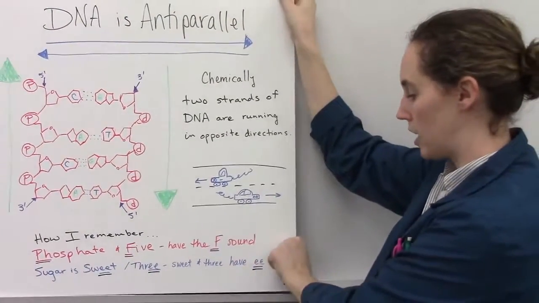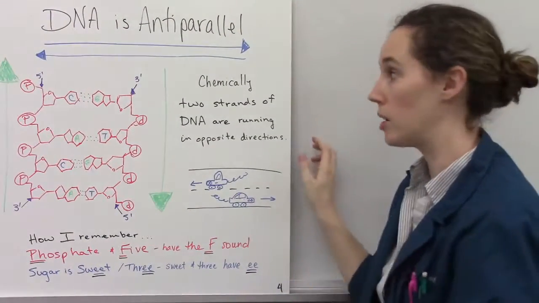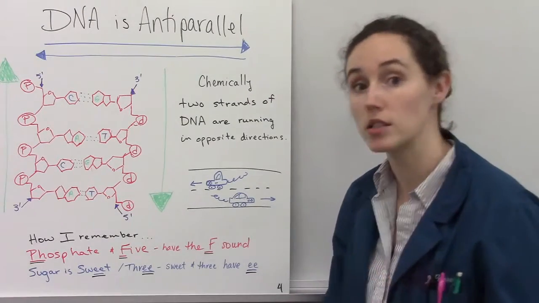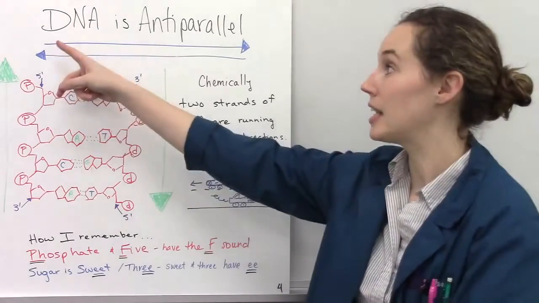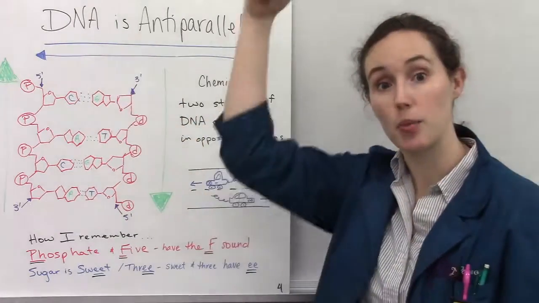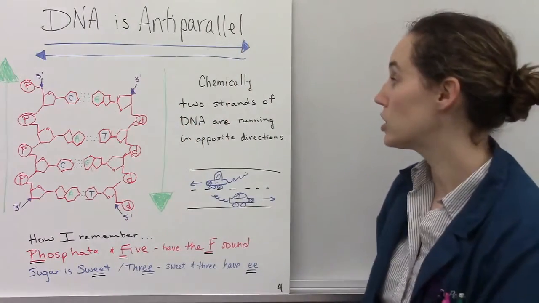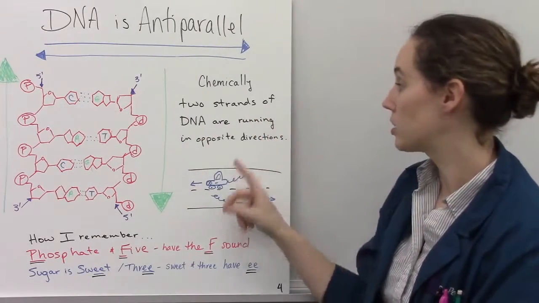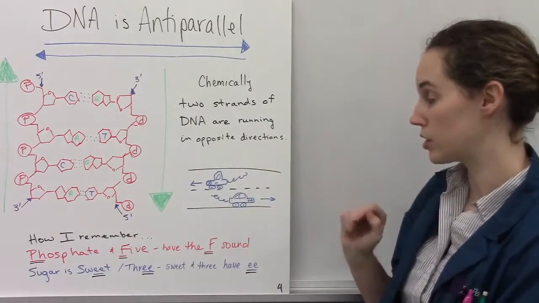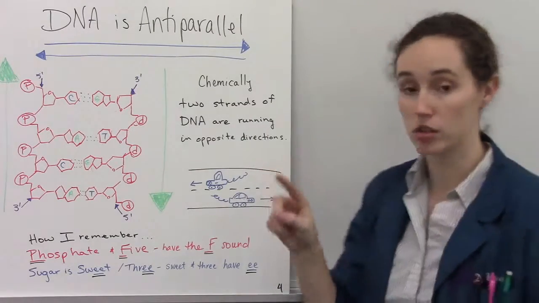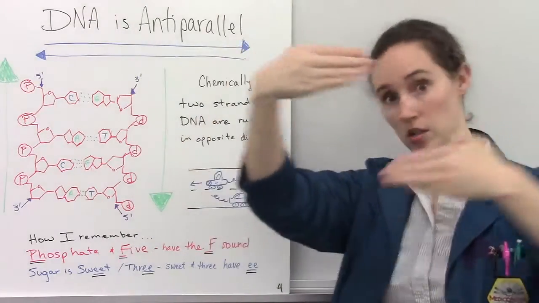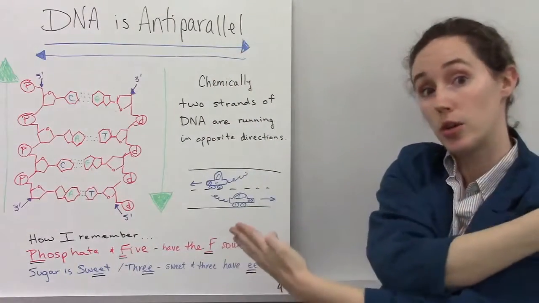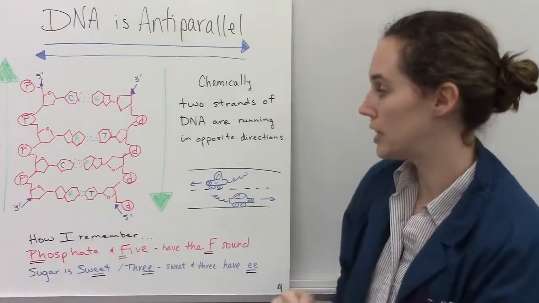Now that we understand what 5' and 3' refer to, we can get a deeper understanding of why Watson and Crick said that DNA, the DNA molecule, is antiparallel. And that just means that chemically, the two strands of the DNA double helix are running in opposite directions. Kind of like cars going down a two-way street. Right? The lanes are parallel to each other, but the cars are going in different directions. The same is true for DNA.